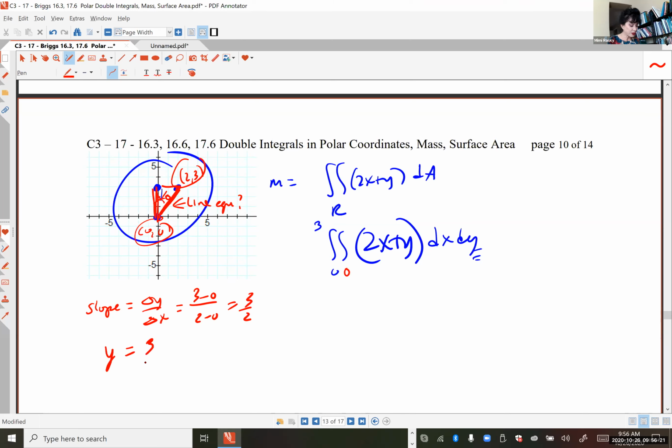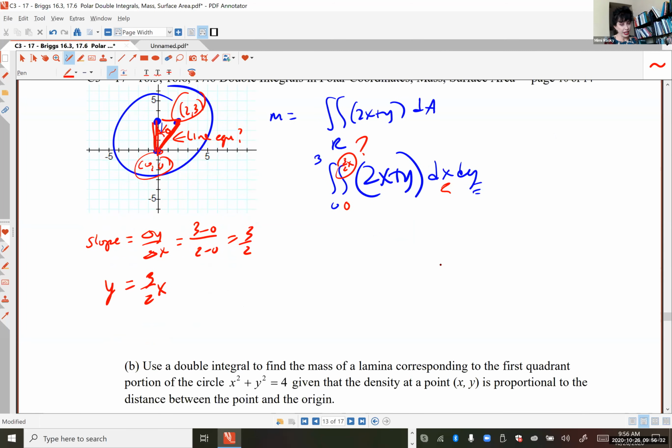So y equals 3 halves x. But do I put 3 halves x up top for my limit? No, you said set it equal to x. Good, thank you. Do not do that, because you're violating one of the rules of iterating integrals.